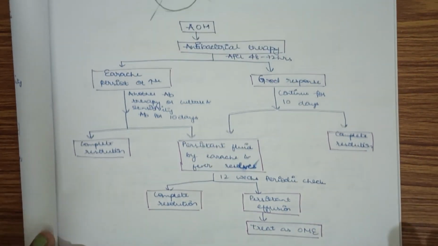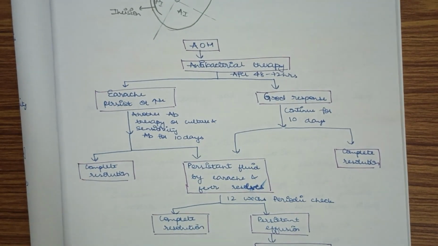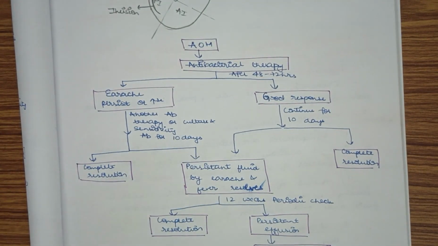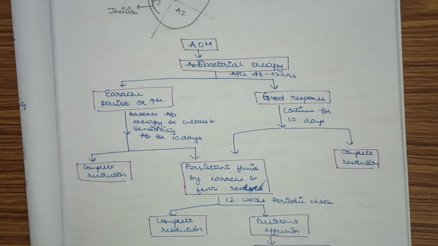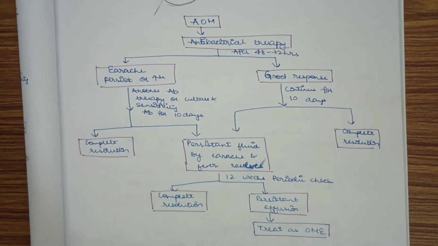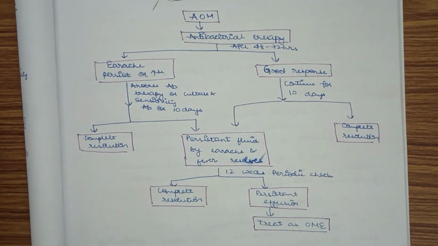Now we'll look at the algorithm of antibiotic usage. So if this is acute suppurative otitis media, we'll give antibacterial therapy and then we'll observe the patient after 48 to 72 hours, which is 2 to 3 days. After we observe, if there's a good response, we'll continue the same antibiotic for another 10 days. Or if the earache persists or increases, then another antibiotic, or any antibiotic after culture and sensitivity, will be given for 10 days.